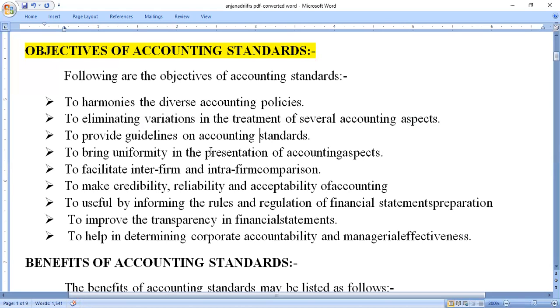Each and every books of accounts they prepare in a systematic manner or systematic format. And the next objective is to bring uniformity in the presentation of accounting aspects. See, this is also another important objective of the accounting standard. They give uniformity in the presentation of accounting aspects.